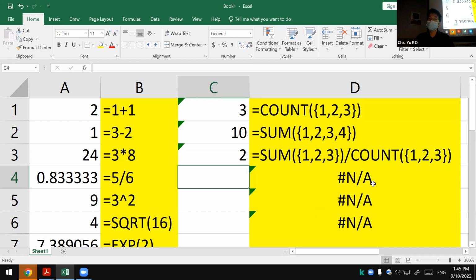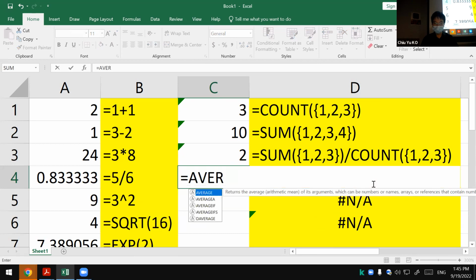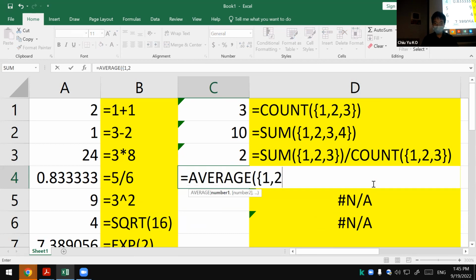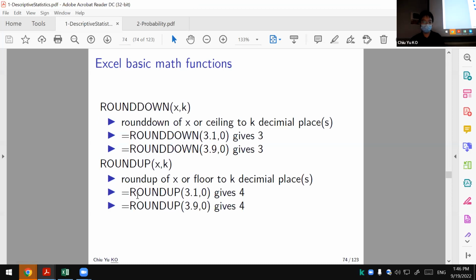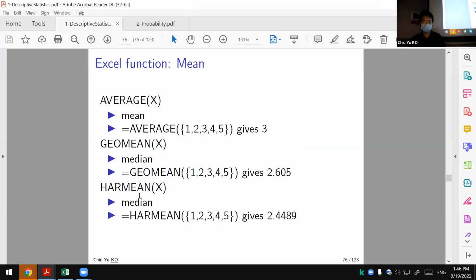Probably you would be thinking: does Excel have a function that directly calculates this? The answer is yes. It's called average. Just average 1, 2, and 3 will give you the same answer. So we learn our first Excel statistical function, which is called average, which gives you the mean. If you want, you can go back to the slide and see average.